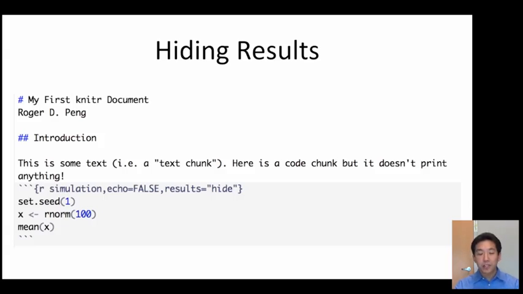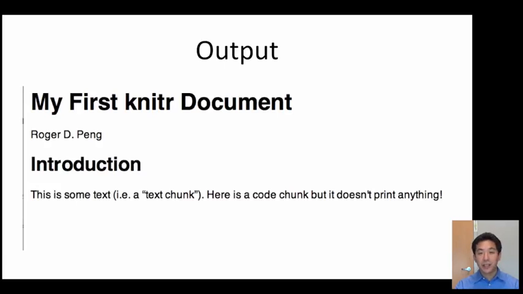You can also hide the results too if you want to. In this case, it doesn't make too much sense, but you could do it by adding the results equals hide option. And then when you see the output document, you see that all the text is there, but there's no code and there's no results.